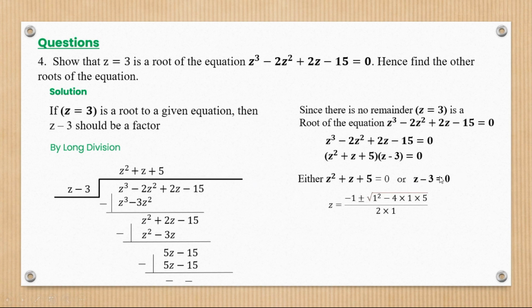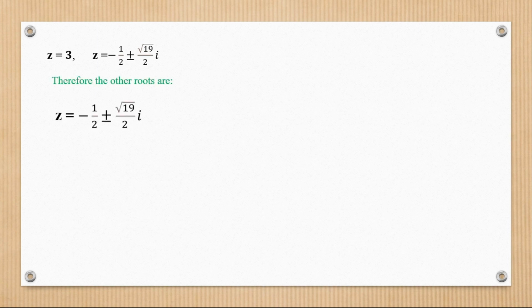We already know the first root is z equals 3, so we can leave this part out. So let's deal with this. Using the quadratic formula, we end up having that. So we have 19 times negative 1, of which we can see that the square root of negative 1 represents an i. So we are left with that. Now we can see that our roots are z equals 3, then z equals negative a half plus or minus root 19 over 2i. So the other two roots that we didn't know are negative a half plus or minus root 19 over 2i. So these are the other two different roots.